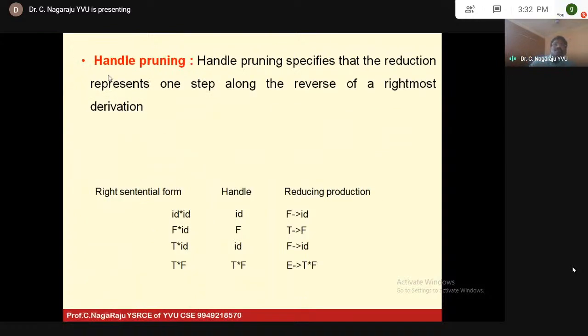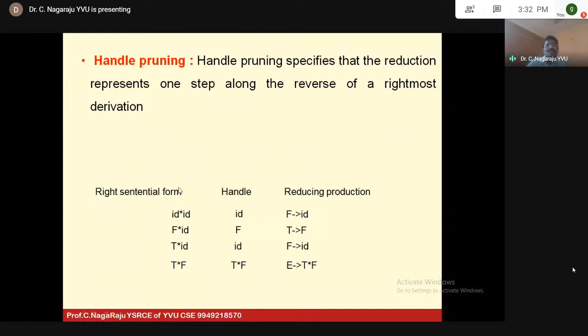For example, handle pruning means the reducing process. Handle pruning specifies that the reduction represents one step along the reverse of the rightmost derivation. So pruning means you have to perform the reducing process.